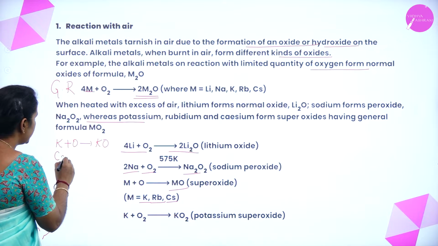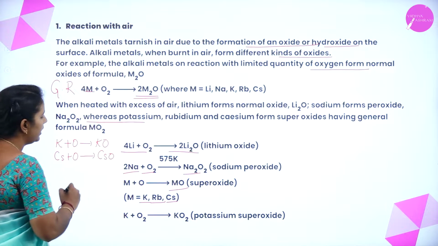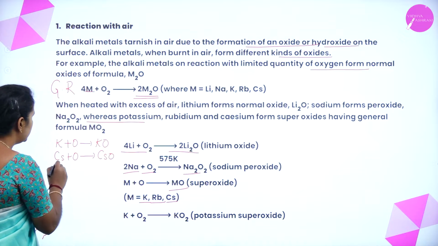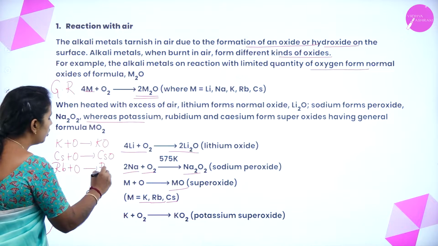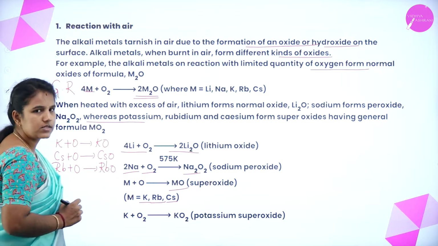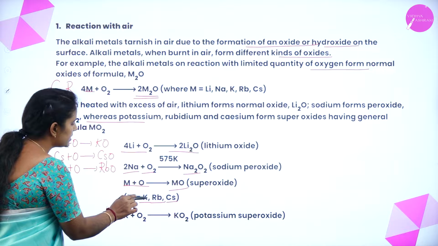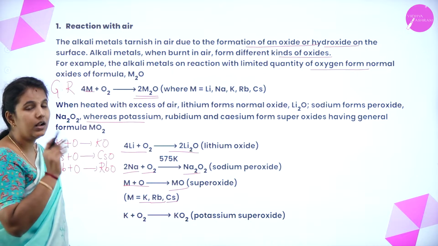Similarly, cesium, when it reacts with oxygen, forms cesium superoxide. Similarly, when rubidium reacts with oxygen, it forms what? Rubidium superoxide. This is how metals such as potassium, rubidium and cesium form a superoxide when they react with oxygen.